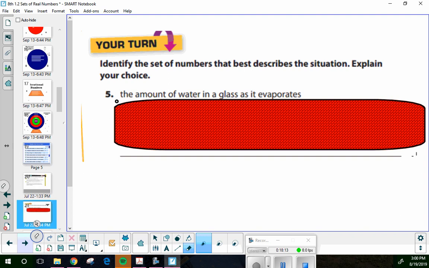The amount of water in a glass as it evaporates. When you measure the amount of water in a glass, does it always have to be in whole number increments? Could it have decimal increments? Then what's the answer to this? Rational.